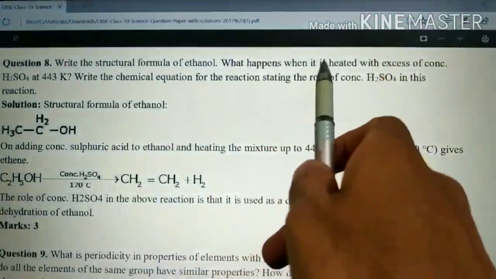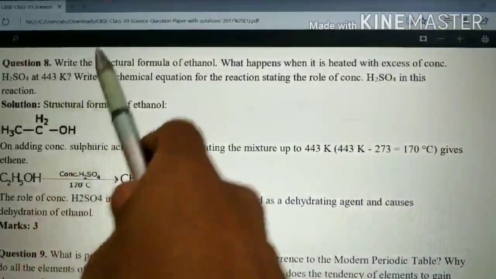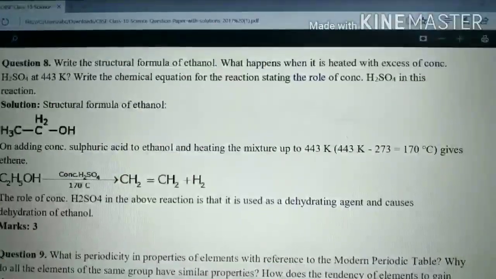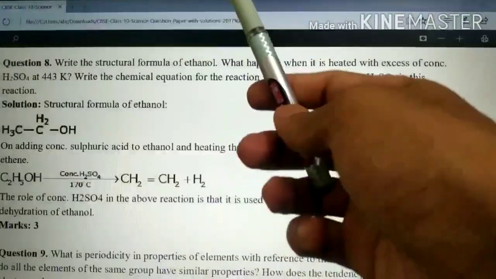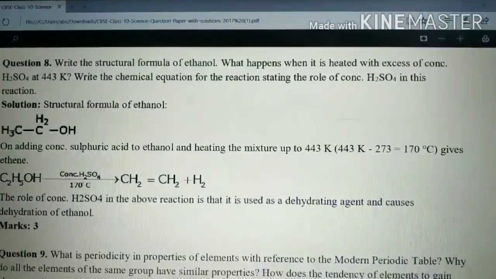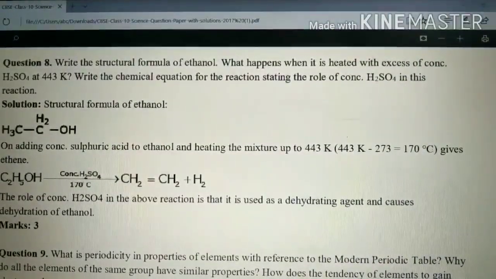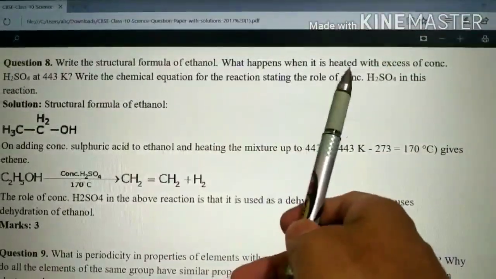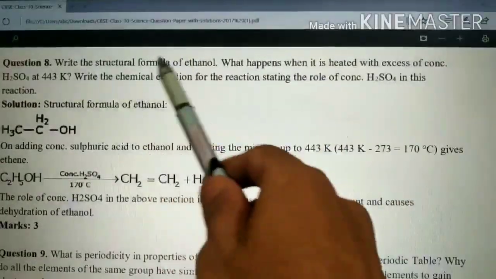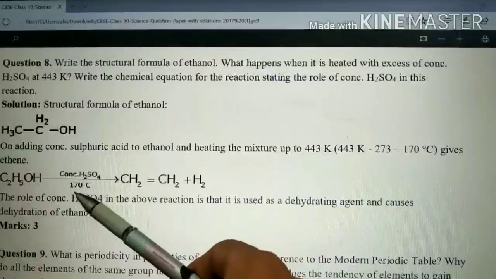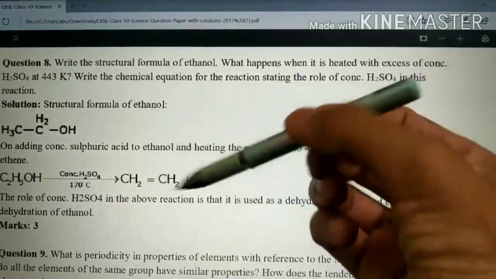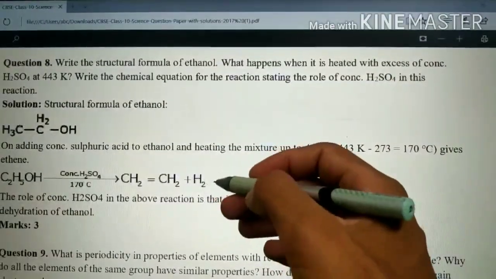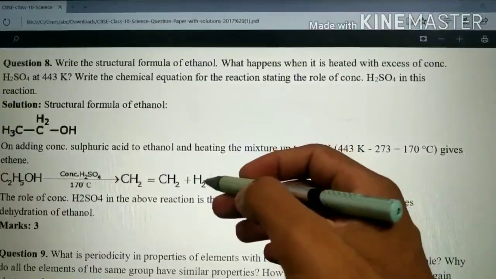Next is what happens when it is heated with excess concentrated H2SO4. We have that already in the textbook: the reaction of ethanol with H2SO4 to form an unsaturated hydrocarbon. So what happens when ethanol reacts with H2SO4? You have to write the reaction. Ethanol reacts with H2SO4 at 170 degrees Celsius and forms an unsaturated hydrocarbon. Oh sorry, here is H2O. Sorry, the O is not there here, a printing mistake. So O is there.